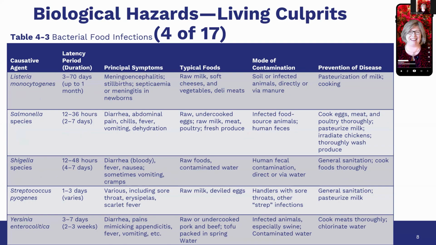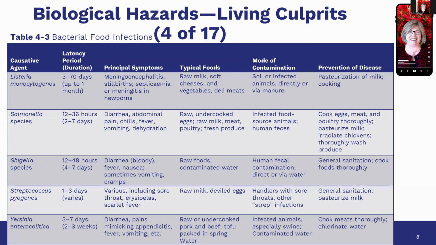Table 4-3 breaks out some of the bacterial food infections. And here we see the causative agent, the latency period, which is how long it takes to develop the symptoms. The duration would be how long it lasts. Then you have principal symptoms, typical foods, mode of contamination, and prevention of the disease. You will see several tables here in a row. Again, I won't read every single line. I want you to look for commonalities, and then at some point in time, you will probably be responsible for either knowing examples or categories, whatever your teacher of record requires.